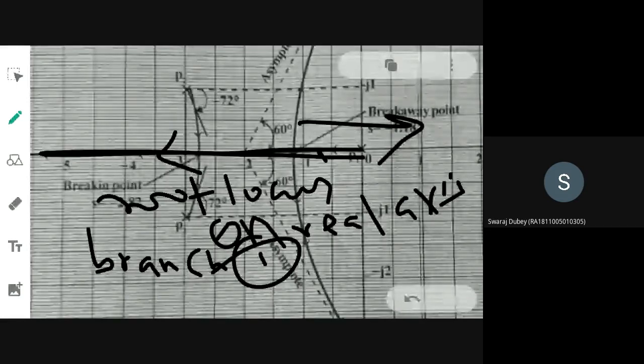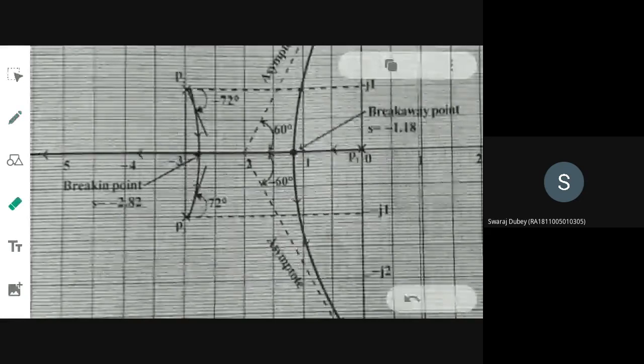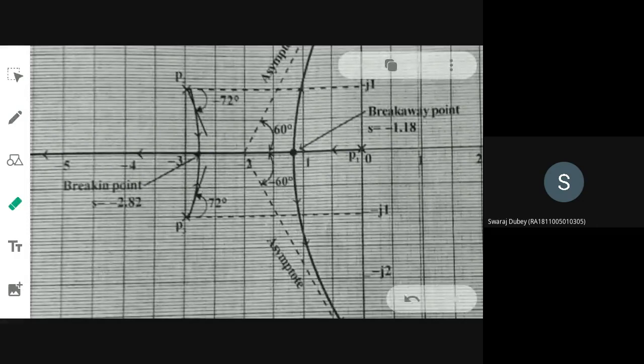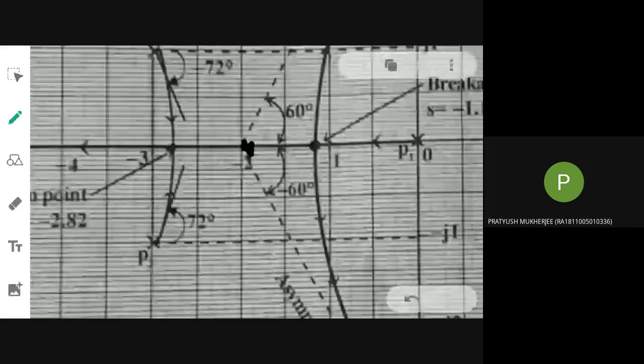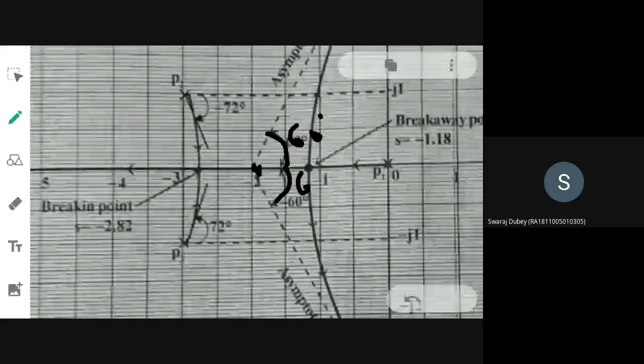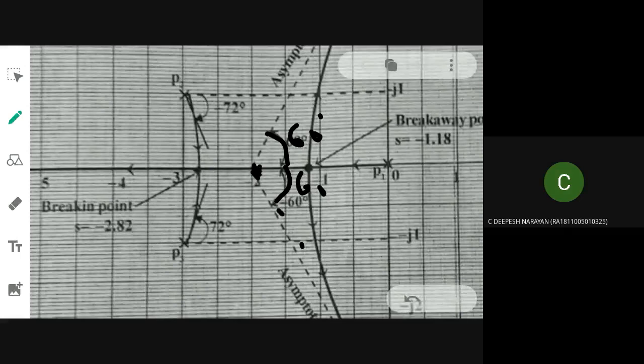Okay, what is your third step? Draw the asymptotes and find the angle and centroid. What is the centroid point that you are having? Minus 2. So this is your centroid point. As you can see, some angles are marked 60 degrees and they have drawn one dotted line. Are you able to see it? Okay, like this you have to do.